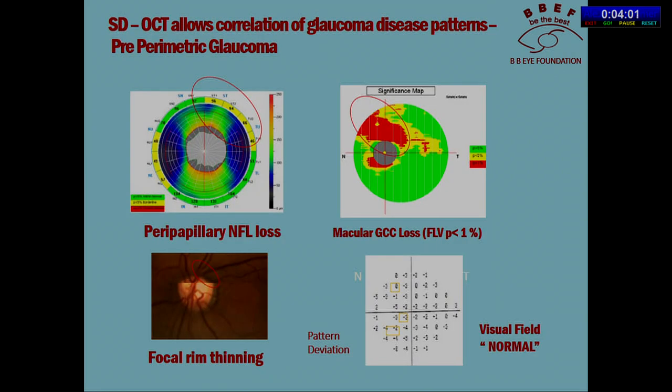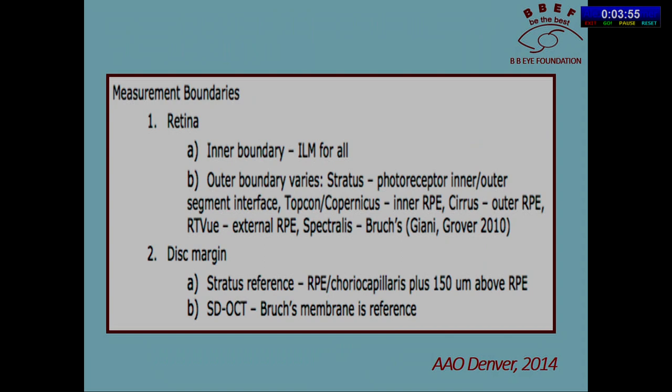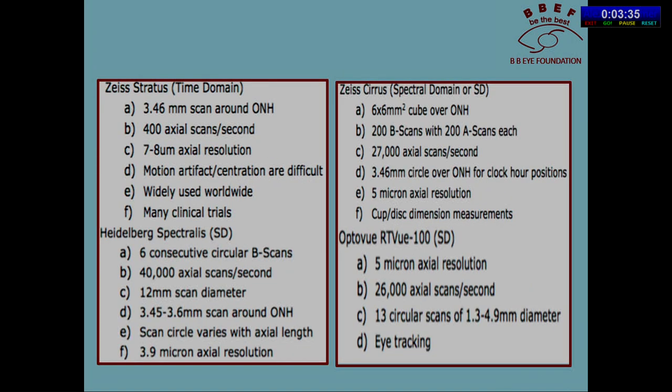Even SD-OCT allows correlation of glaucoma disease pattern, pre-perimetric glaucoma also. Measurement boundaries: different machines give different boundaries. In the retina, the inner boundary is the internal limiting membrane for all, but the outer boundary varies in different machines, from Stratus to Topcon to Spectralis and others. In the disc changes, the same happens.